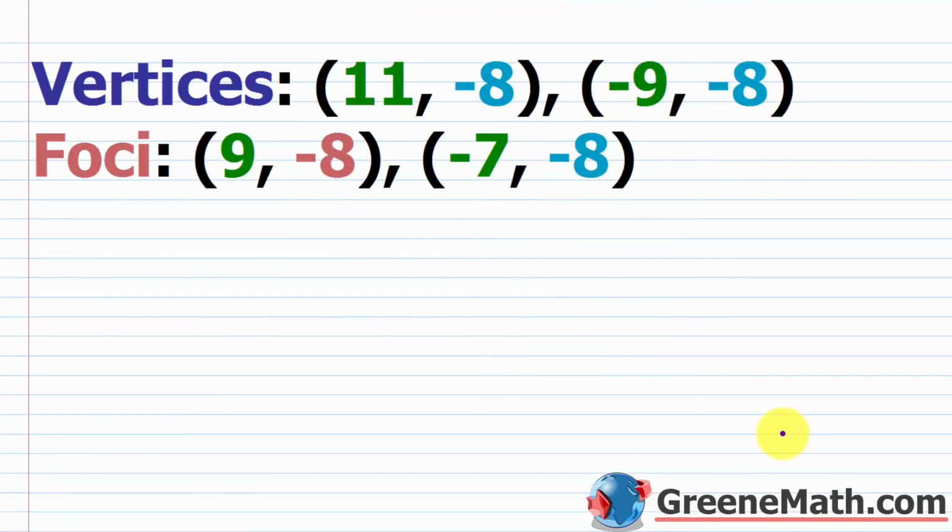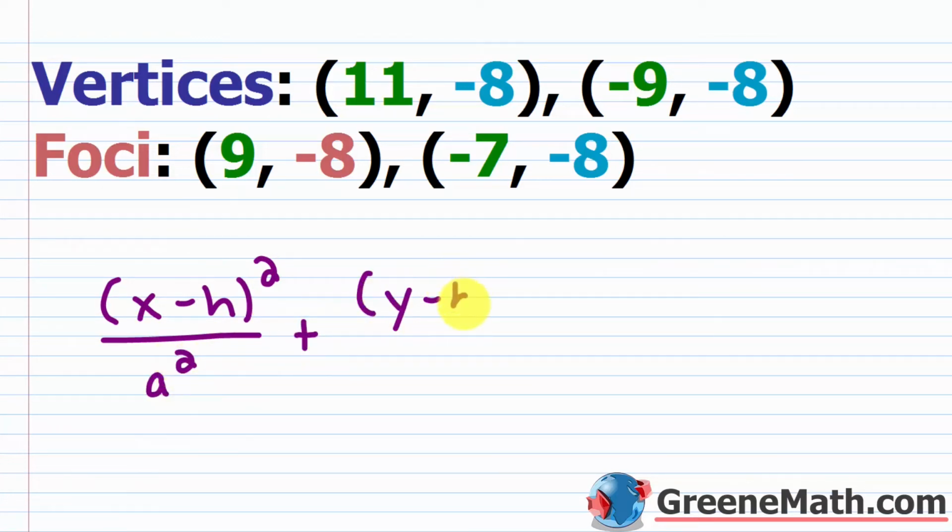Okay, let's talk about one more type of problem that you might encounter. You might be told to get the equation given the vertices and the foci. Now, how could we do this? We want something like this: x minus h quantity squared over a squared plus y minus k quantity squared over b squared equals 1. Okay. How am I going to get the center, the h comma k?